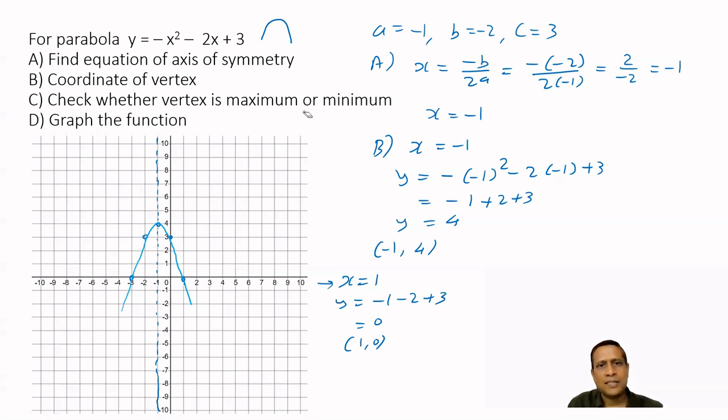And check whether the vertex is maximum or minimum. So here the maximum value of the y coordinate is 4. So that's why the vertex is maximum. So here the vertex is maximum. Right?